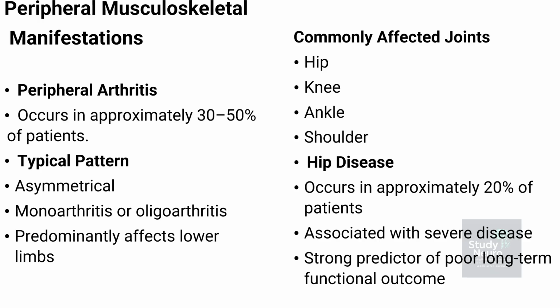Hip involvement deserves special attention because it occurs in about 1 in 5 patients, is closely linked with more severe disease, and strongly predicts poorer long-term physical function and disability.